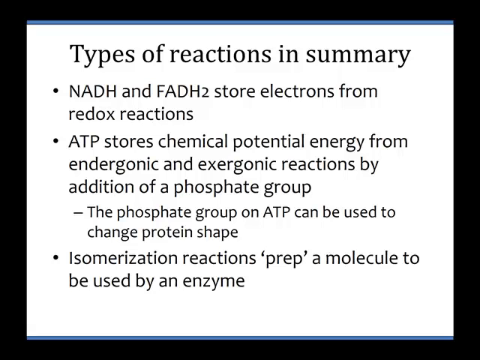Okay, so here's our type of reactions in summary. Our first type that we looked at are redox reactions. We use NADH and FADH2 to store electrons from redox reactions. Our second major type of reaction that we looked at are exergonic and endergonic reactions. Okay, and we looked at one specific type of exergonic and endergonic reactions called phosphorylation.